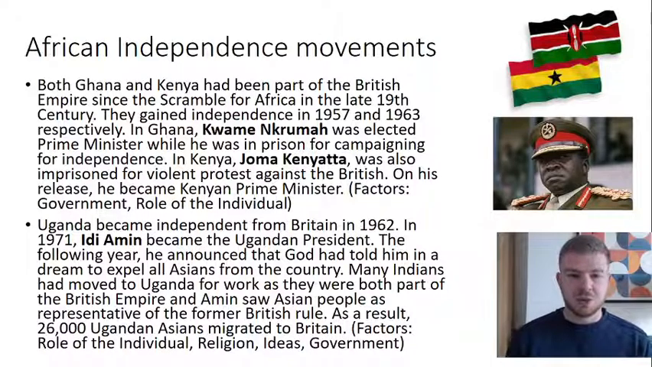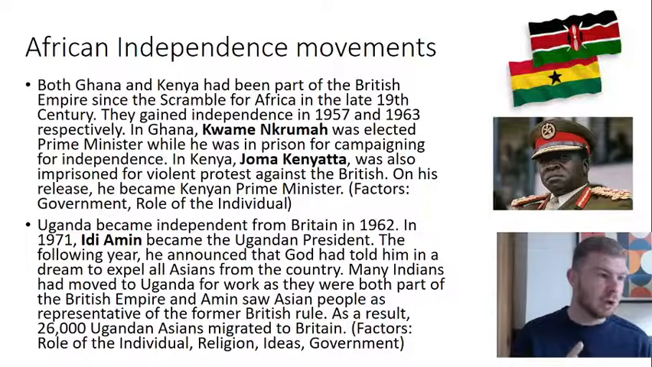And Uganda is an interesting one because they became independent in 1962, and then in 1971, the man on your bottom right, Idi Amin, became the Ugandan president. He's a really interesting one to include in your work for role of the individual, but also maybe ideas and religion, because he said that in 1963 he had a dream where God told him to expel all Asians from Uganda. And there were a lot of Asian people in Uganda because it had been part of the British Empire.